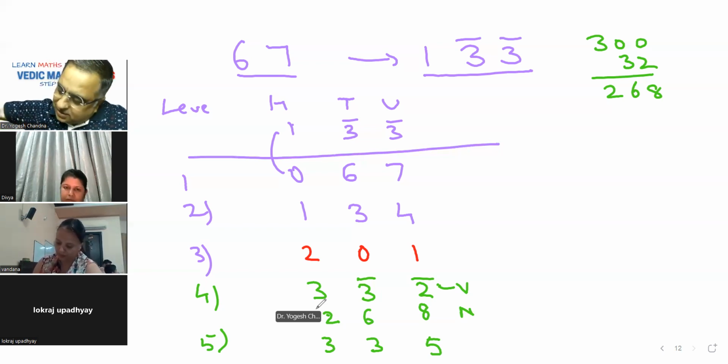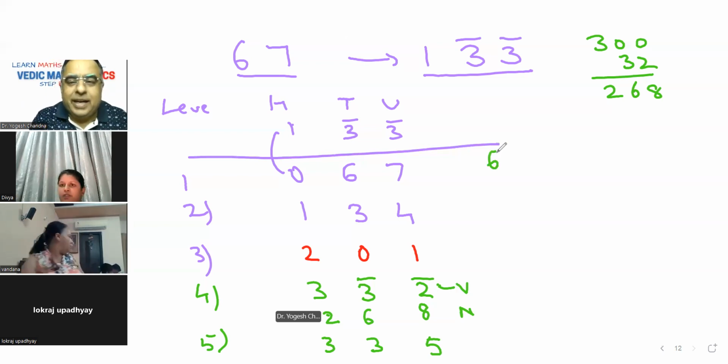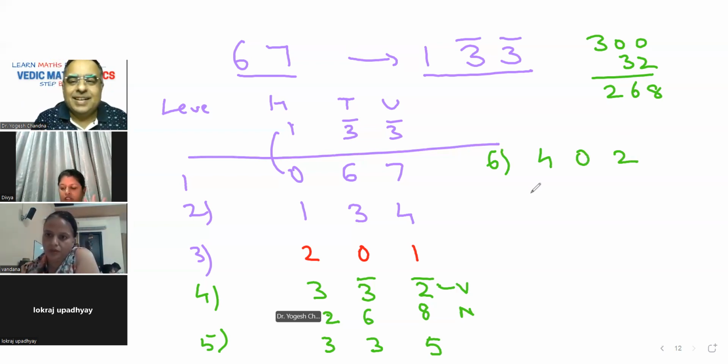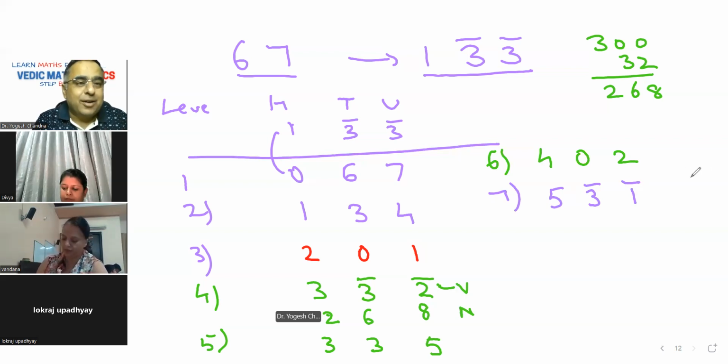Yes, Mikesh. Okay. Done, sir. Now. So 6 will be 3 and 1, 4. 3 and 3, 0, 0. 5 and 0, 2. 7. 5, 5. 3 bar, 1 bar. So what is 1 bar? 500 minus 31, or 460.